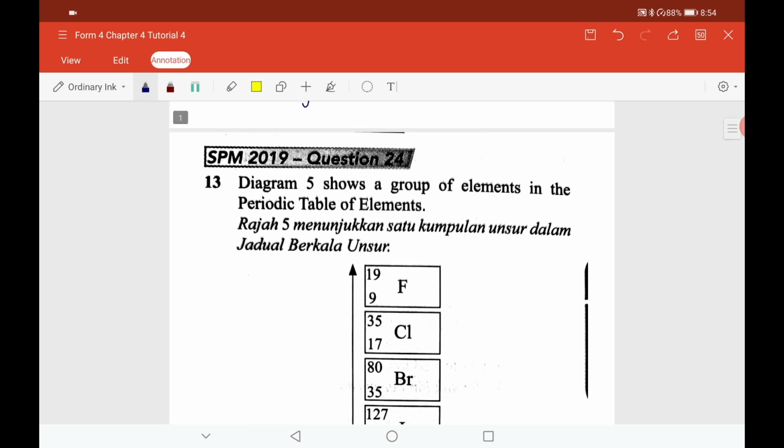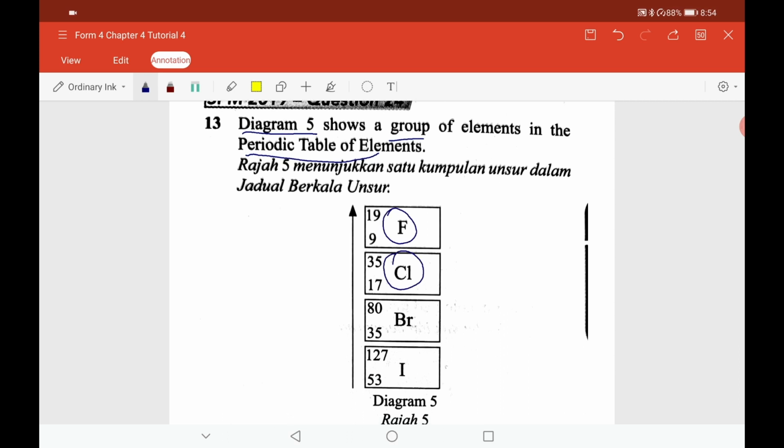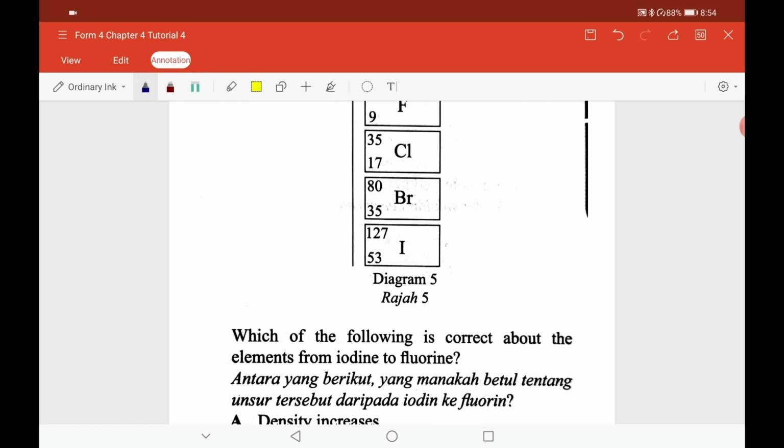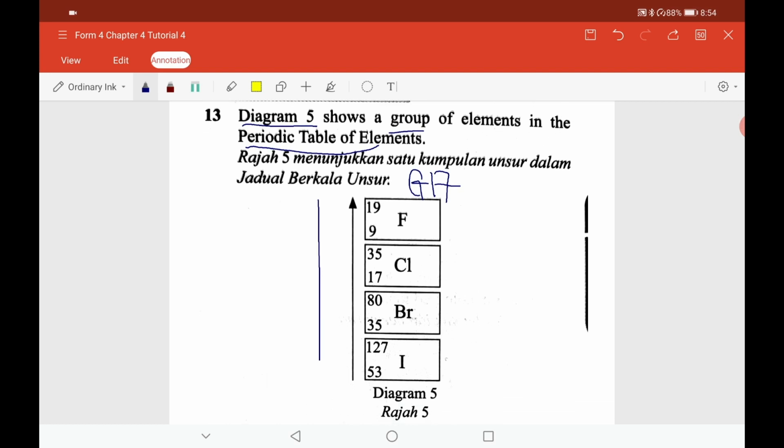Diagram 5 shows the group in the periodic table of elements: fluorine, chlorine, bromine, iodine. So they are group 17. So we have group 17. Now this question is a little bit tricky. Normally the arrow should go down. Normally we should be moving down the group.